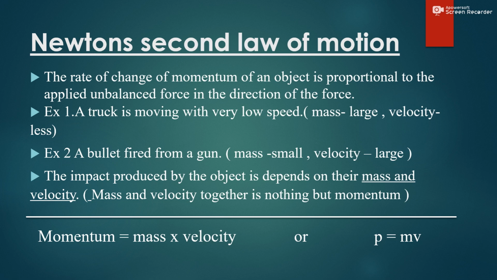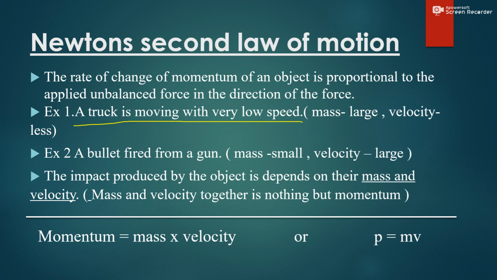Let us discuss some observations from our everyday life. Suppose a truck is moving with very low speed. So, it may kill a person standing in its path. In this case, the mass of the truck is very large but the velocity of the truck is very less.